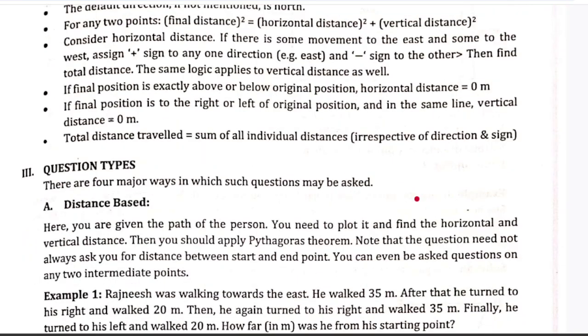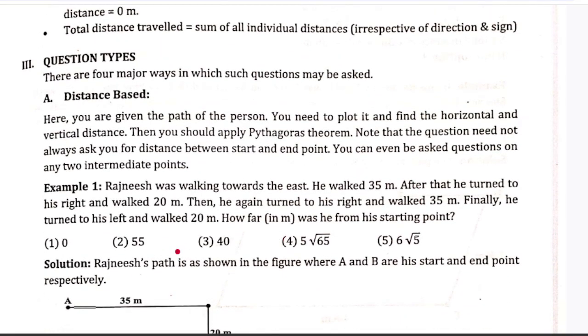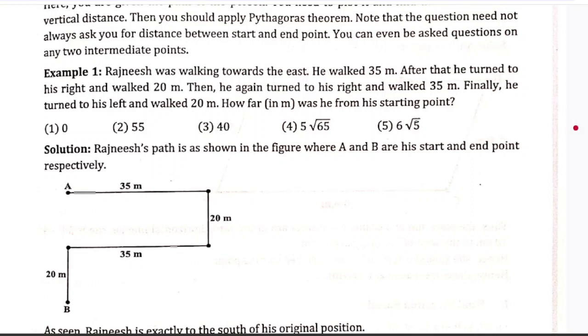Now let's go back to the questions. The first example says Rajneesh was walking towards the east. So let's make the diagram side by side. This is the diagram they have made, we'll go by that. Let's say Rajneesh was standing here. He was walking towards the east, so he walked towards the east, making an arrow here. He walked 35 meters, so this is the 35 meters he went. After that, he turned to the right. Now, if he's facing towards this side, the left is at the top and right is at the bottom. Right? You can understand that.